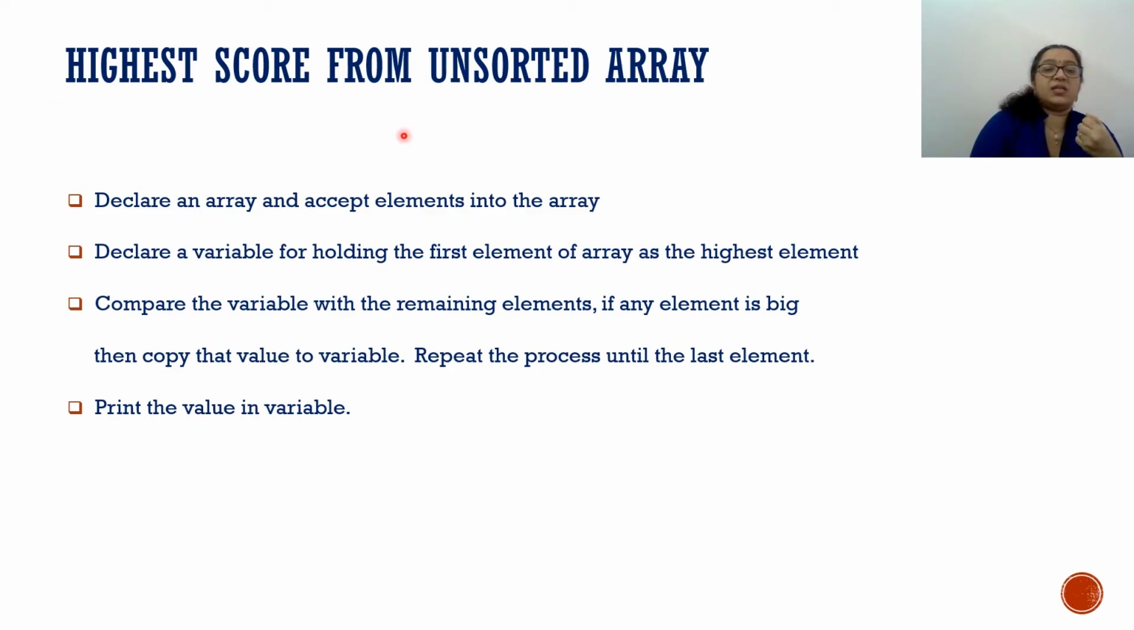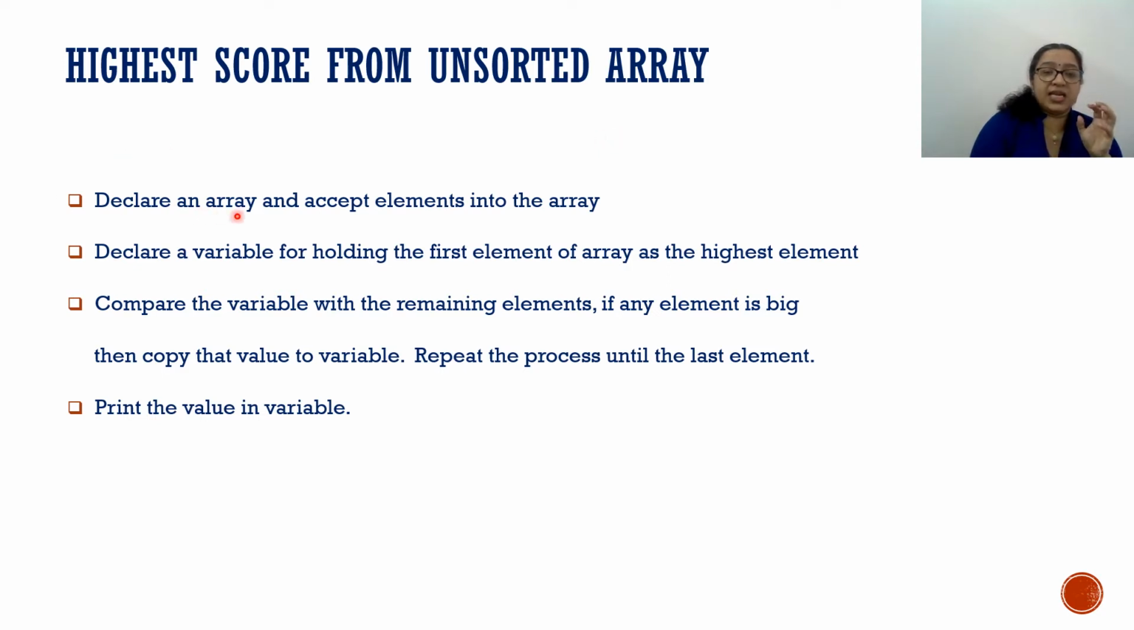So let's see what the important points are for finding the highest score from an unsorted array. Unsorted means this array is not in order, in ascending or descending order. So what are the steps for this? It's very simple. Listen carefully.